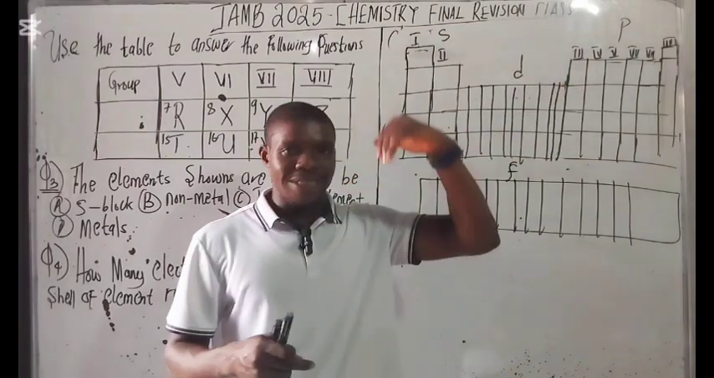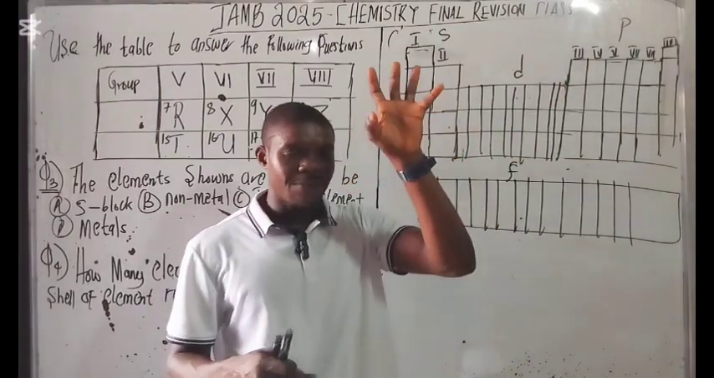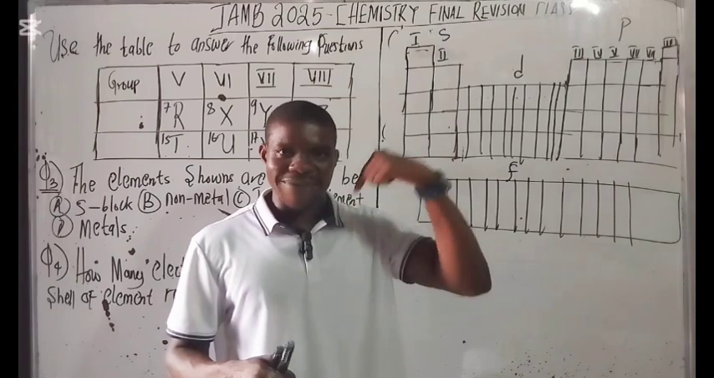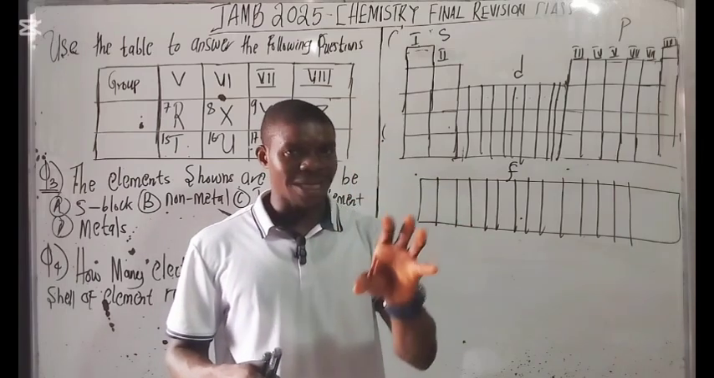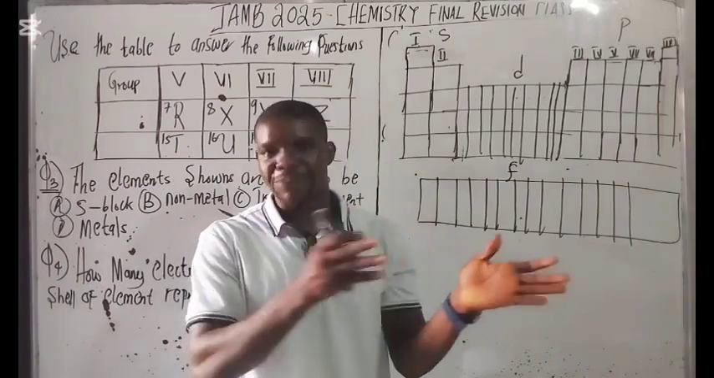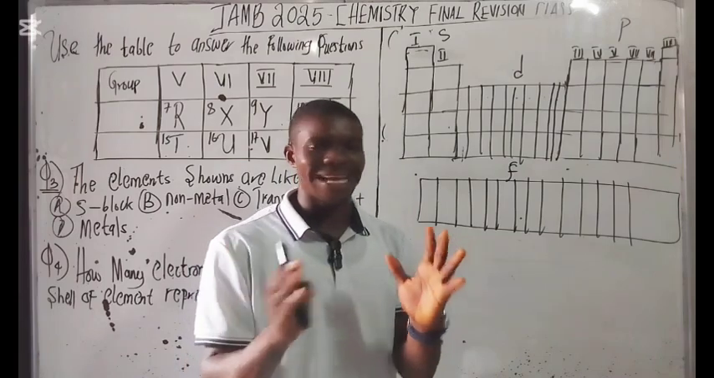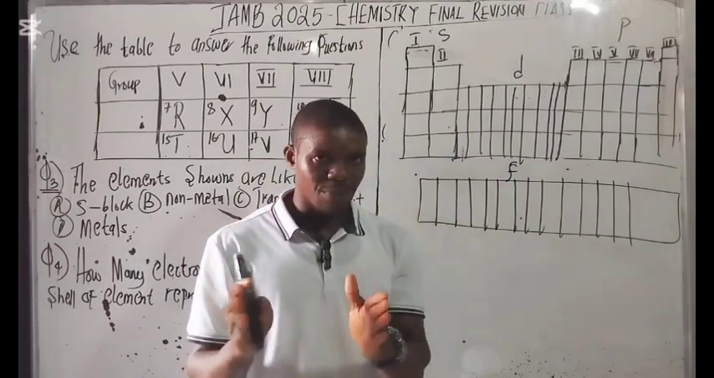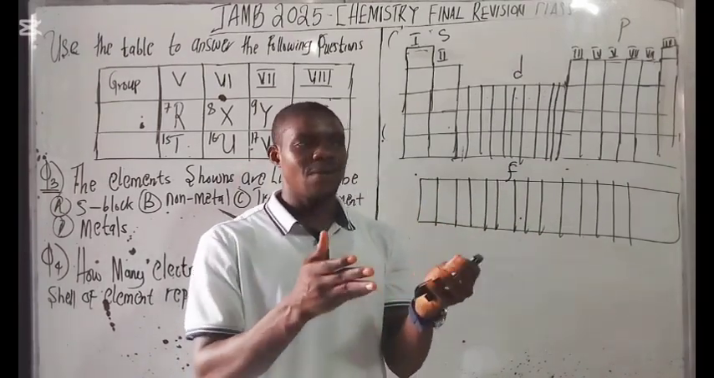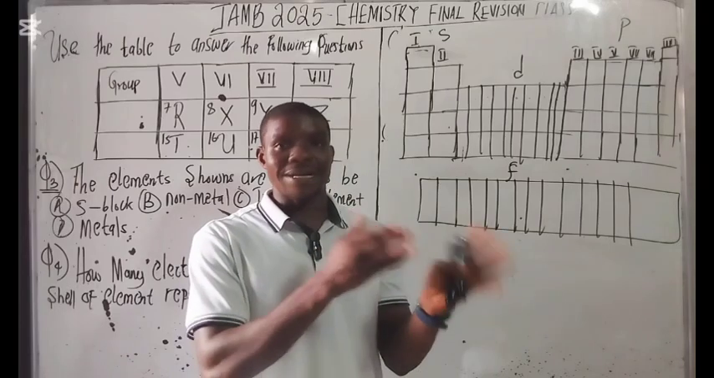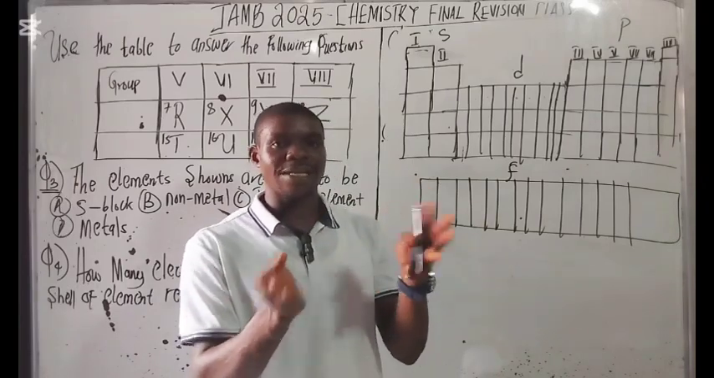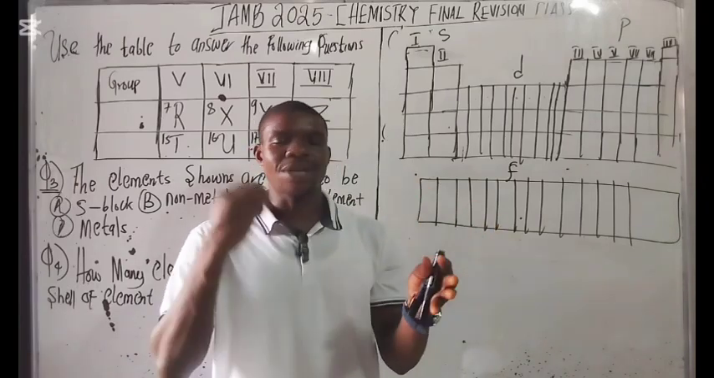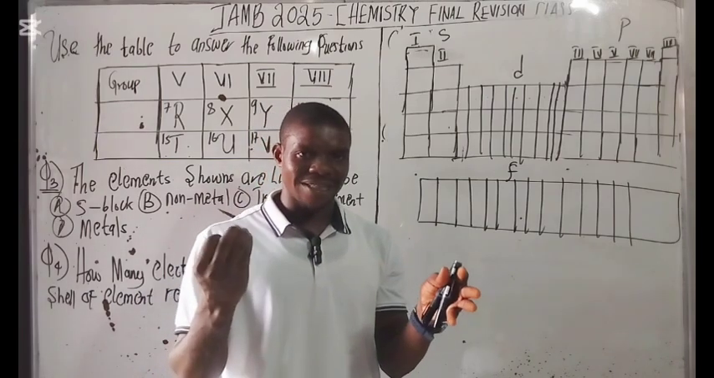Now I have done a PDF that explains the S block, the P block, and the D block. I will leave the PDF in the description below so that you can go check it out. It's just a PDF I'm giving you for free that explains the S block and the P block. It also explains the periodic properties: the ionization energy, the electron affinity, electronegativity, electropositivity, and the rest.